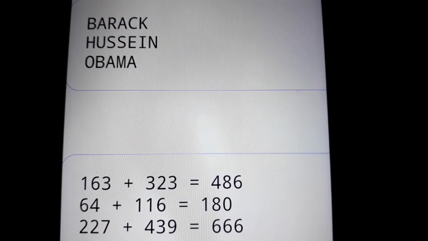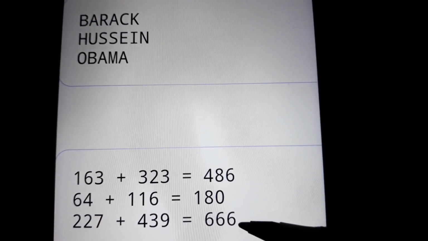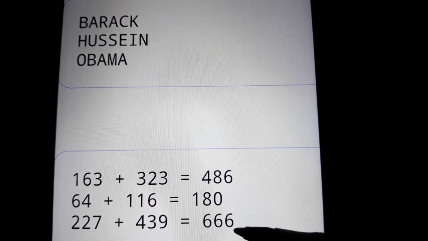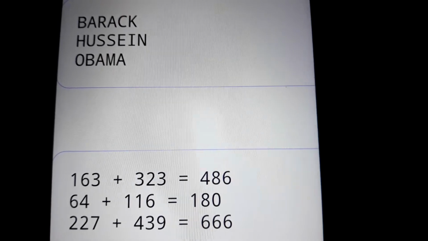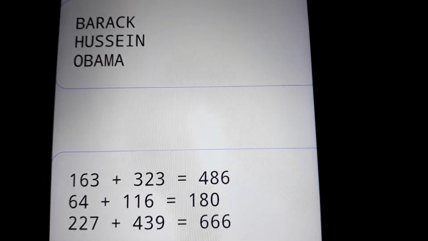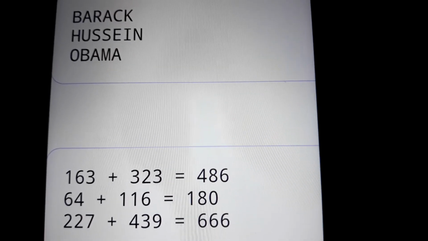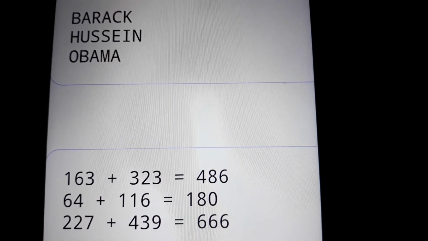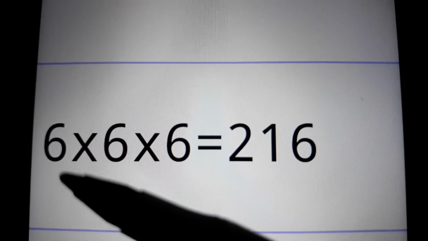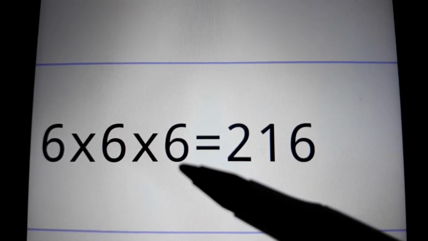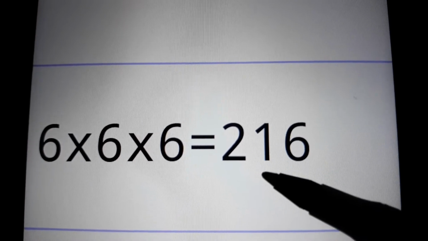But see, they could have just picked anybody who was born on August 4th. But the reason they picked Barack Hussein Obama, because also his full name equals 666, which I was the first one to discover years ago when I created this calculator. Anyway, so that's the second reason why Barack was chosen, besides him being born on August 4th, which is the 216th day. And of course, everyone knows this, 6 times 6 times 6 equals 216. So there's another 666 connection to the 216 number.